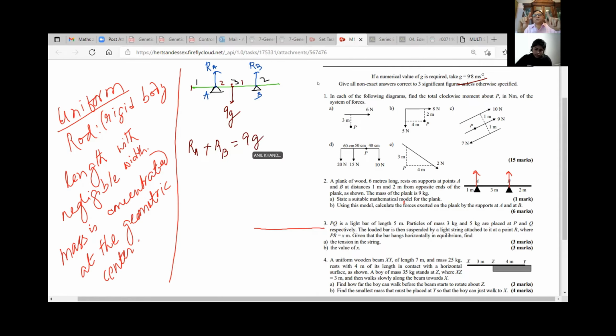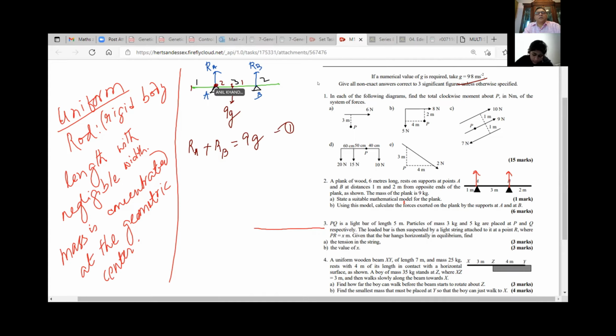Yeah. So the reactions are the same as the downward force, which is 9g newtons. So that is the first equation. To find individual values, we can take moments about A or about B, any point you want, right? So let's take about A.